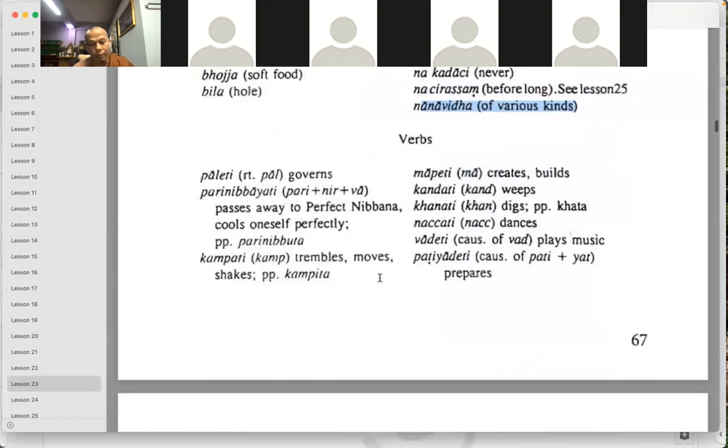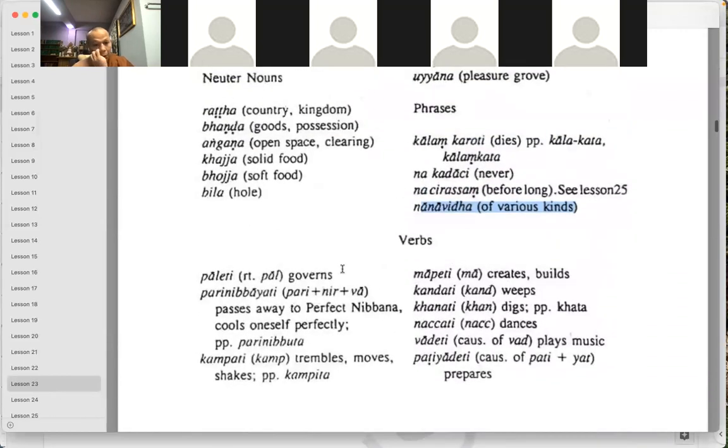And then noun but form. So baleti. So root is bal here already, but sign is a baleti. So govern or protect. Governs or protects. And the so bari ne bayeti. Bari ne bayeti. So that is pass away to the perfect nibbana. So passes away, of the Buddha or the Arahant. It's called the bari nibbana or bari ne bayeti.